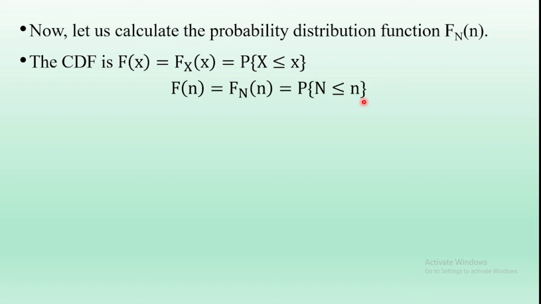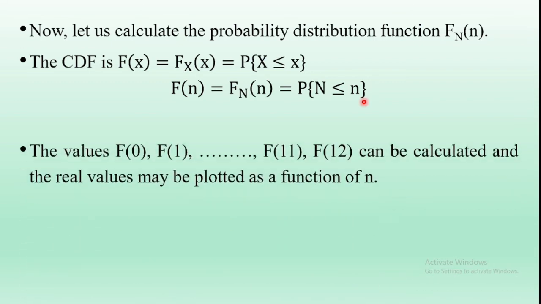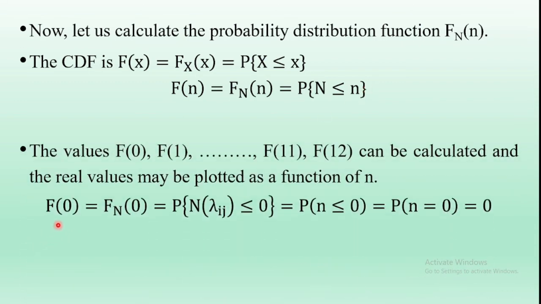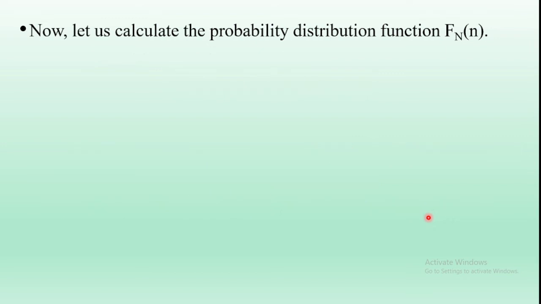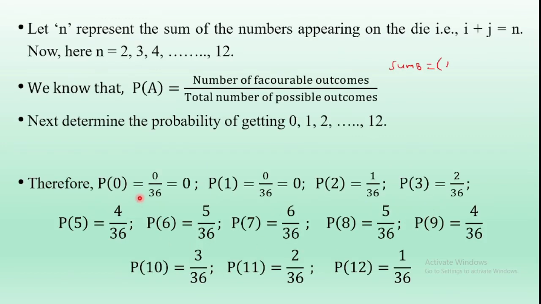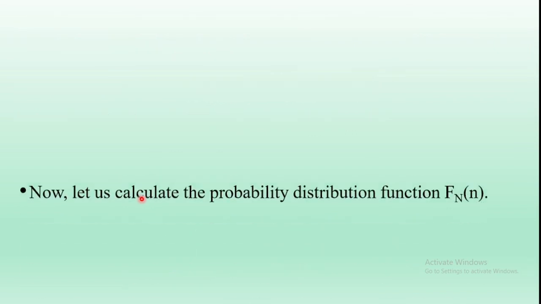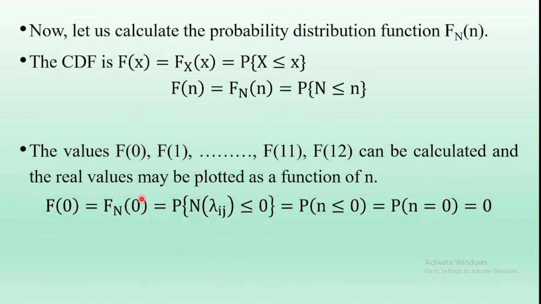First, substitute n is equal to 0. F of 0, or F_N of 0, is equal to the probability of N less than or equal to 0. Now here, n values start from 0. So N less than or equal to 0 means there is only the probability of N equal to 0, which is already calculated. What is the probability of the 0 value? The probability of the 0 value is 0. Therefore, the cumulative distribution function of 0, that is F_N of 0, is 0.